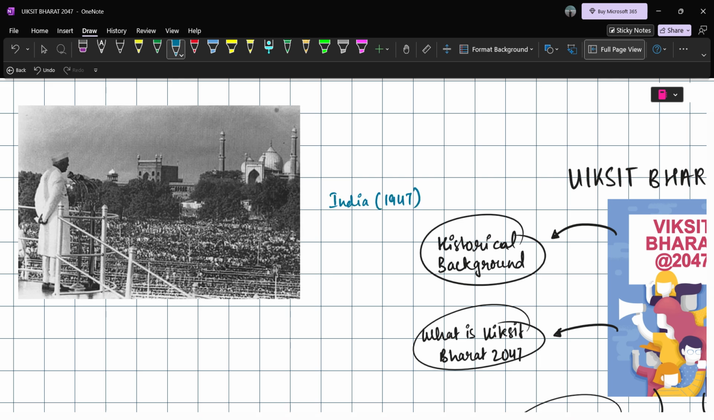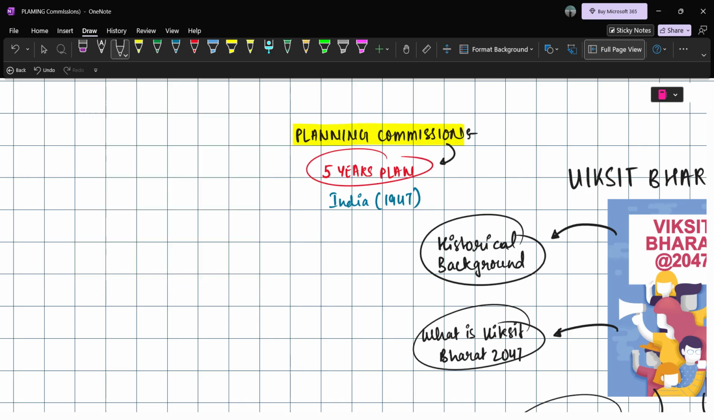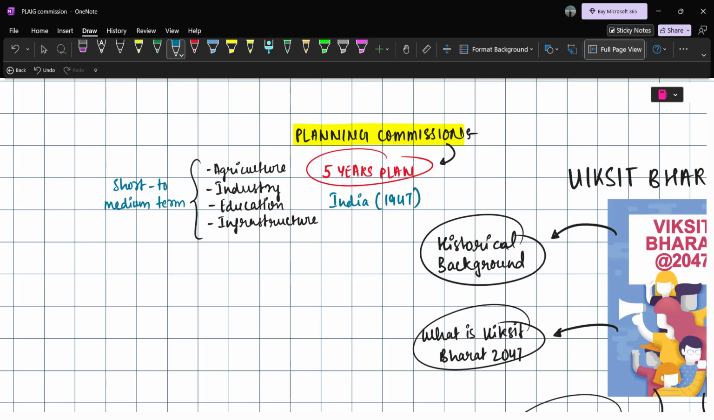Well, India became independent in 1947, and from the very beginning, national development was guided by centrally designed 5 year plans under the Planning Commission. These plans helped in laying the foundation for sectors like agriculture, industry, education, and infrastructure. However, these were short to medium term and often rigid and lacked long term strategic flexibility.